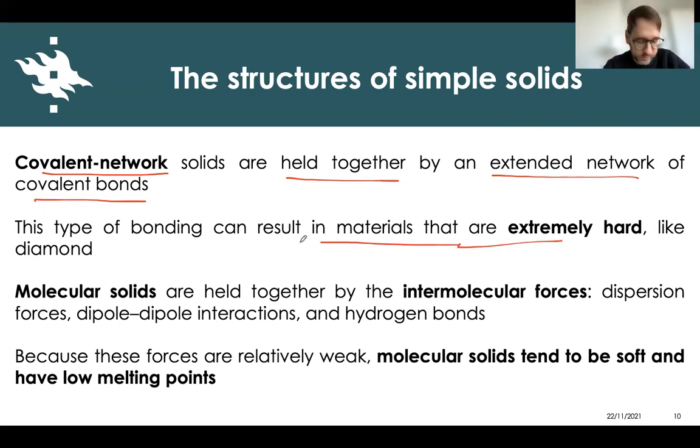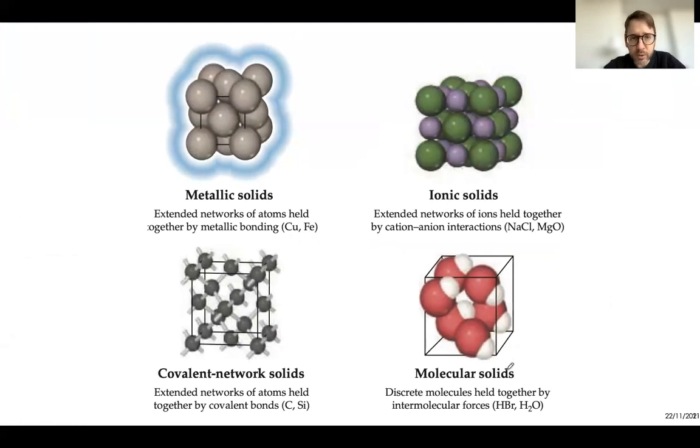Another type of solid material is the molecular solids, that are held together by intermolecular forces. So each molecule is the repeating unit or the building block to make the solid, and the molecules themselves interact together by intermolecular forces, which are dispersion forces, dipole-dipole interactions, and hydrogen bonds. And because these interactions are relatively weak, these molecular solids tend to be soft and have low melting points.